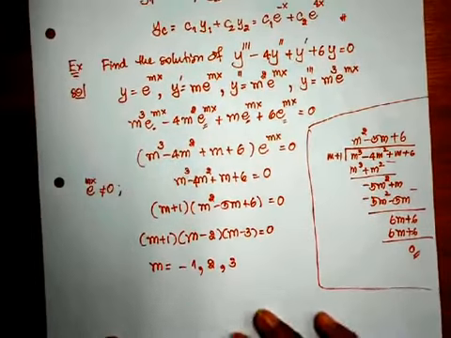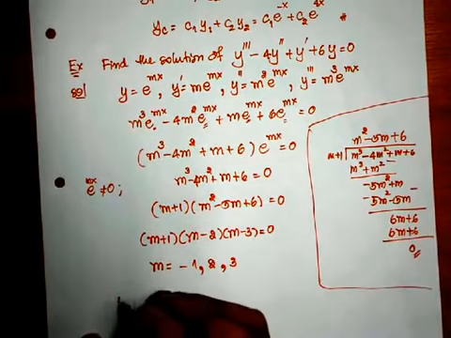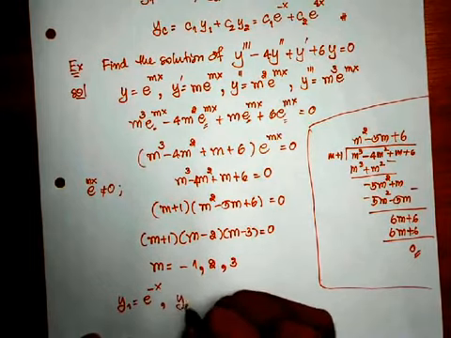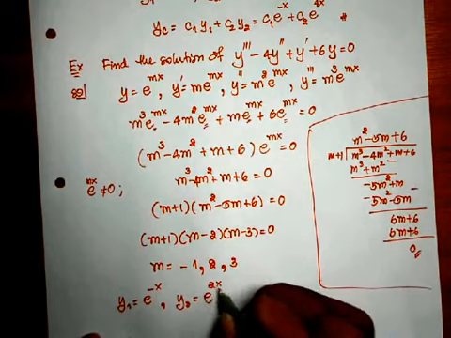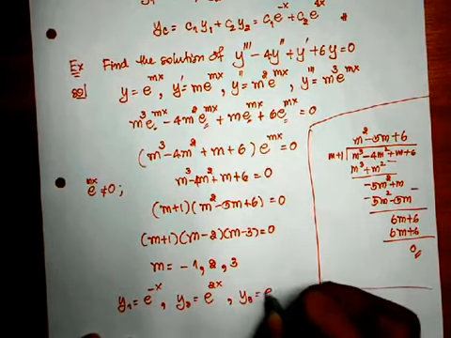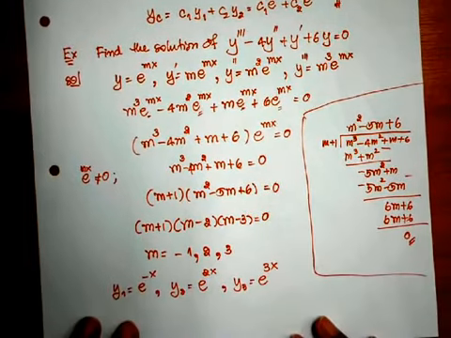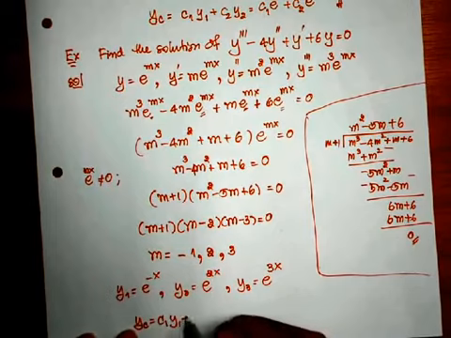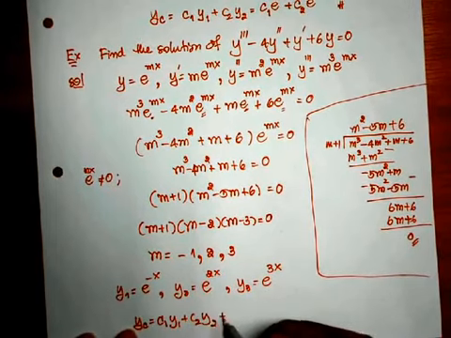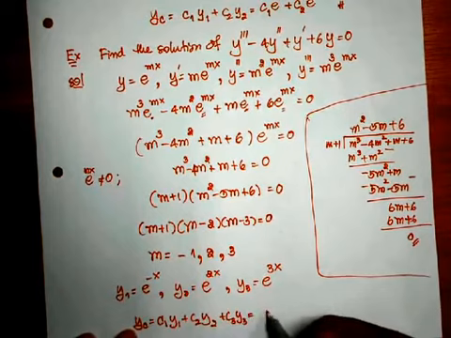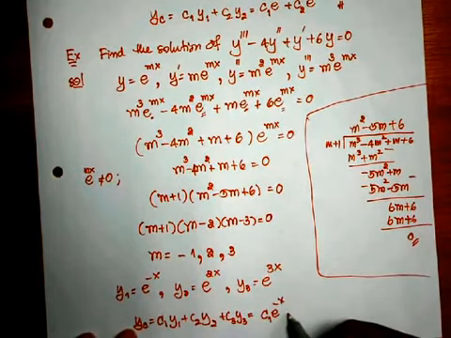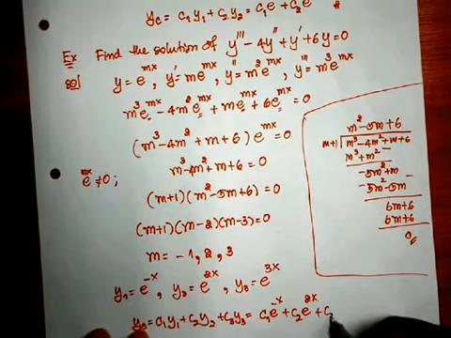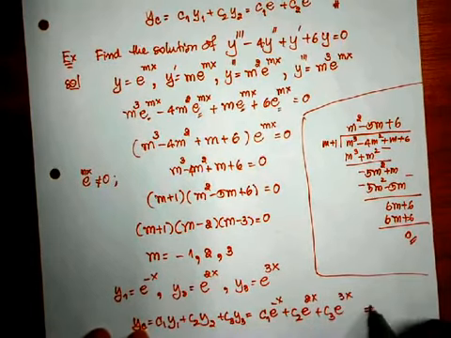That means we have three solutions: y1 equal to exponential of minus x, y2 equal to exponential of 2x, and y3 equal to exponential of 3x. So our yc is equal to c1y1 plus c2y2 plus c3y3, which is equal to c1 exponential of minus x plus c2 exponential of 2x plus c3 exponential of 3x. That's the end.